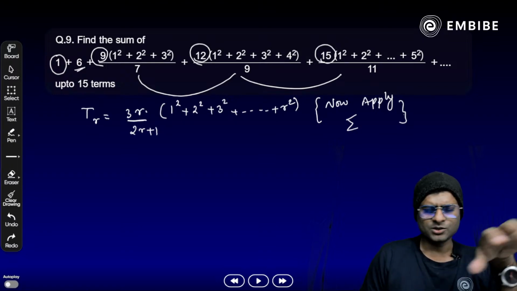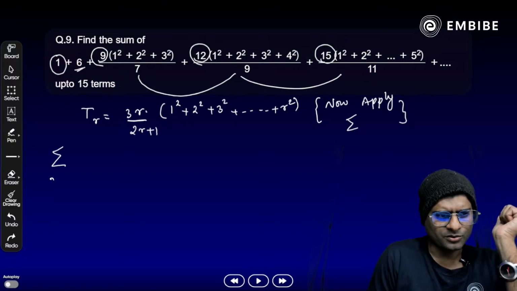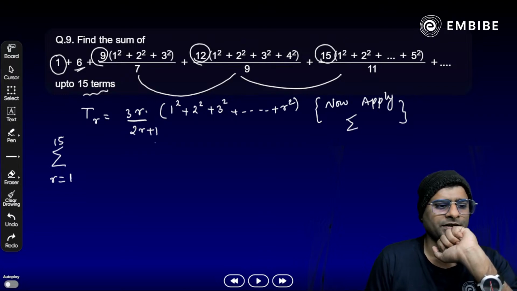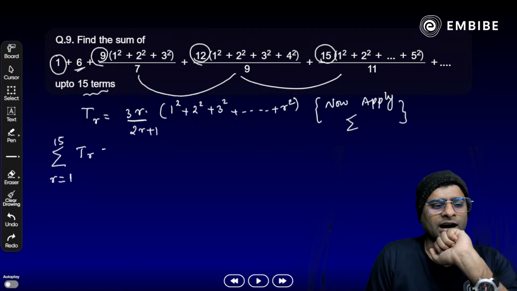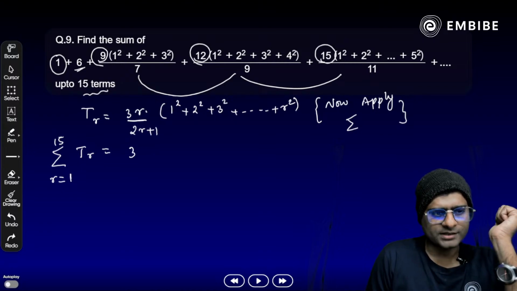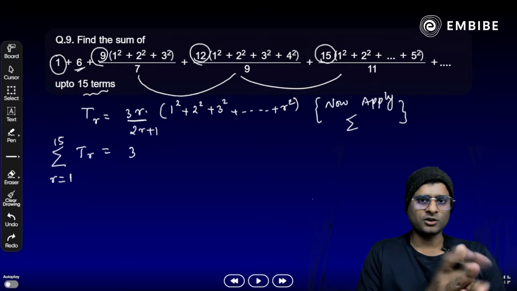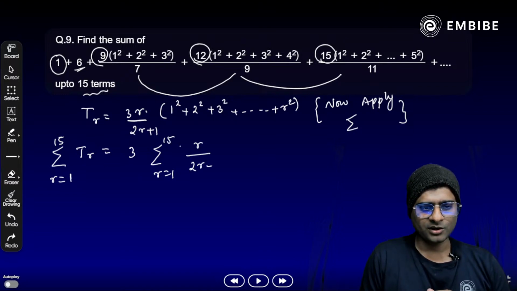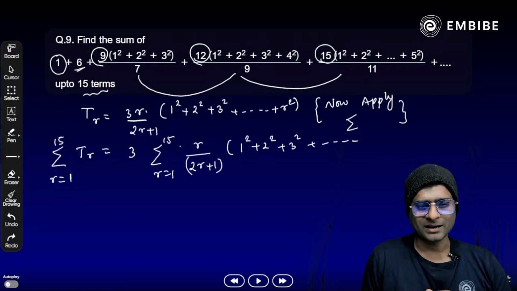2r plus 1 here. So once we apply the summation here, focus: r should be 1 to 15, because we need to find 15 terms here. Tr is equal to what? 3 is constant. Yes, at the numerator 3 is constant, so we can take it outside. Just write it down here: summation r equal to 1 to 15, that is what? r divided by 2r plus 1. And then inside the bracket we have 1 square plus 2 square plus 3 square and so on up to r square.